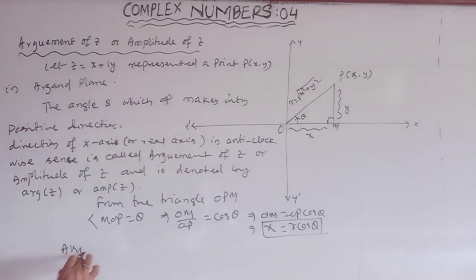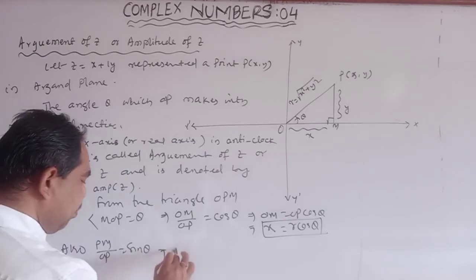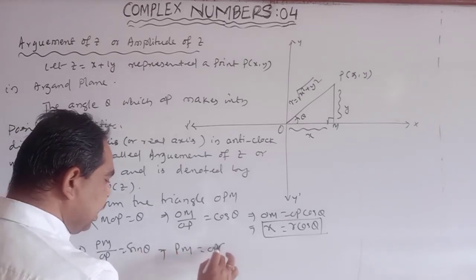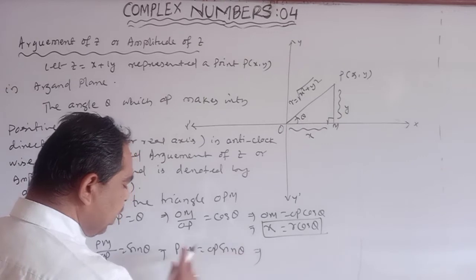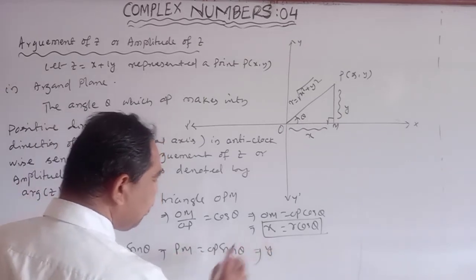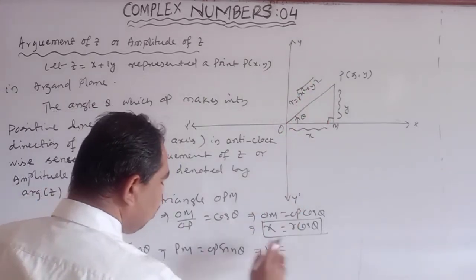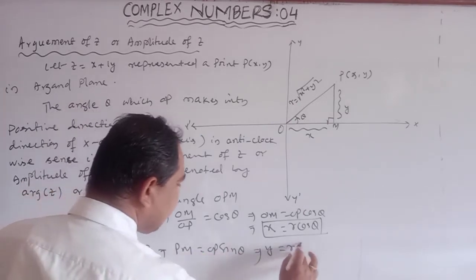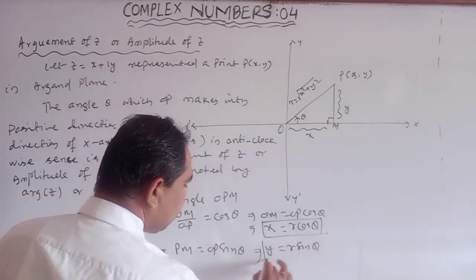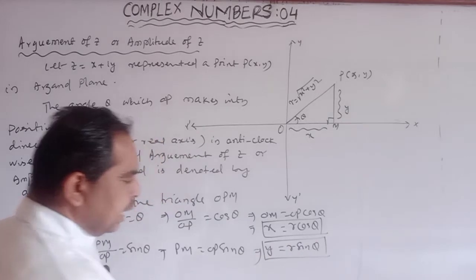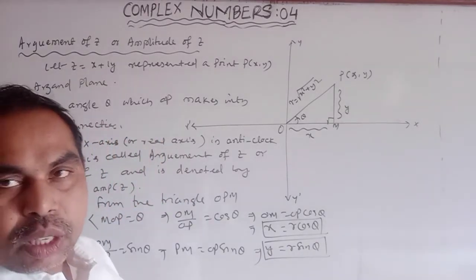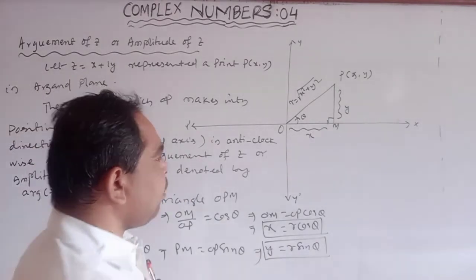Also PM divided by OP is equal to sin theta. So this implies PM is equal to OP sin theta. So what is PM? PM is y, is equal to OP, OP means R sin theta. So x is equal to R cos theta, y is equal to R sin theta. Okay.